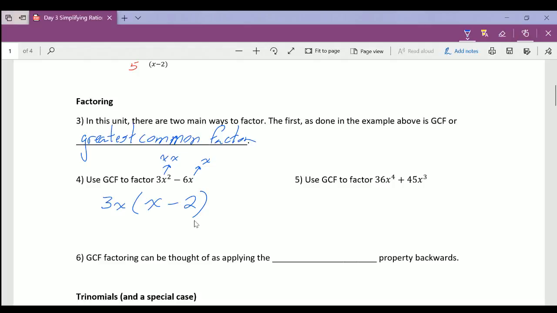And if you want to check that, you can distribute it back. 3x times x, 3x squared. 3x times negative 2, negative 6x.